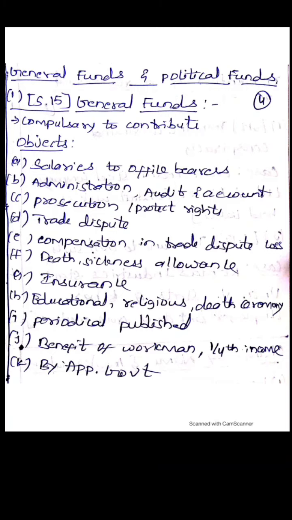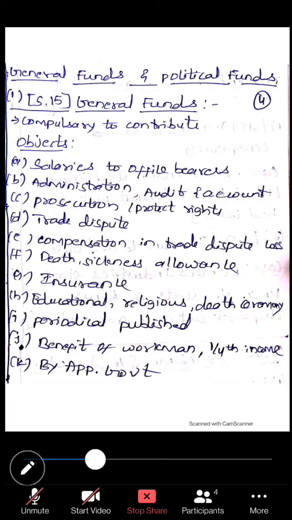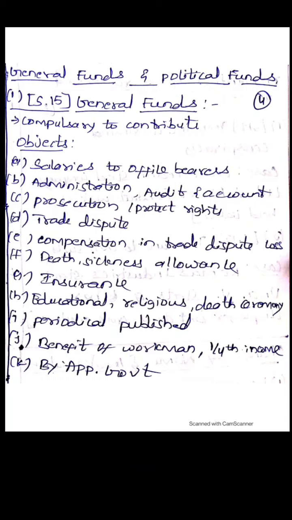If the general fund has more than one fourth of the income left, then it can be used for the benefit of workmen, as specified by the appropriate government. If the appropriate government specifies the use of the general fund, then it can also be used.